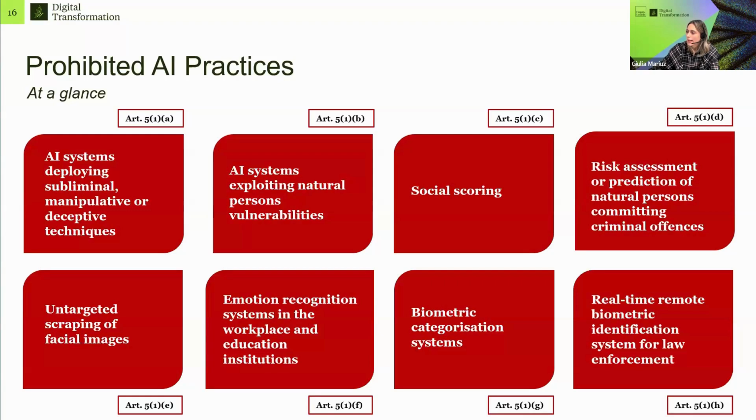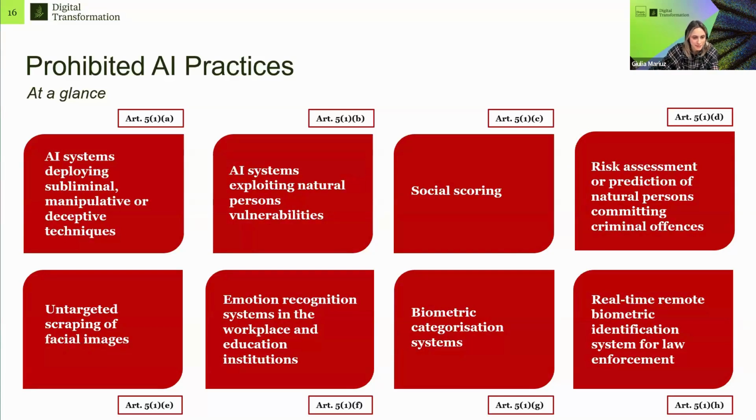And the last prohibition is real-time remote biometric identification systems for law enforcement. This would mean, for instance, a biometric camera placed in publicly accessible spaces. So this applies to publicly accessible spaces. And probably this prohibition is the least relevant for the majority of you. So I'll stop here and we'll move on to the use cases, starting with Dan.